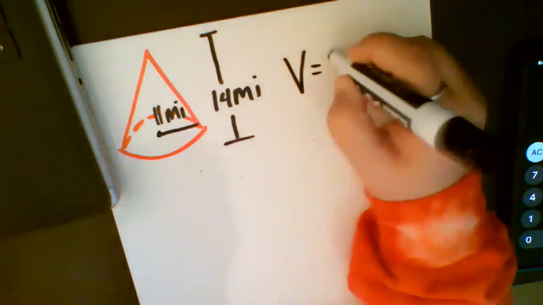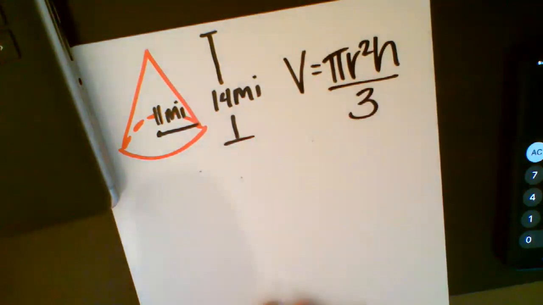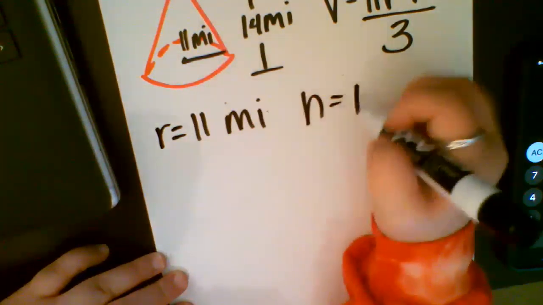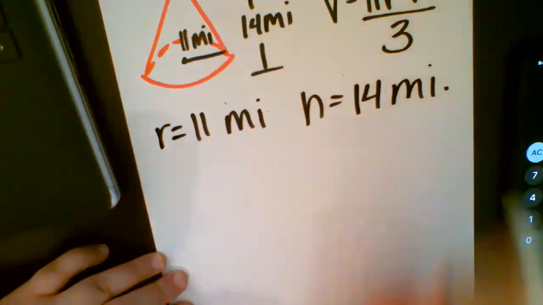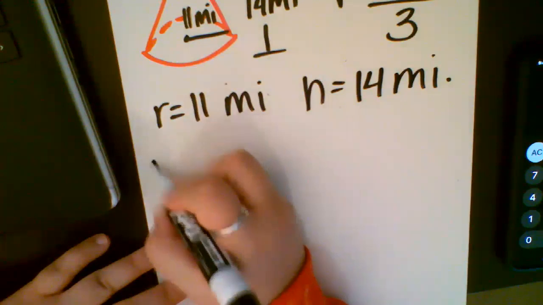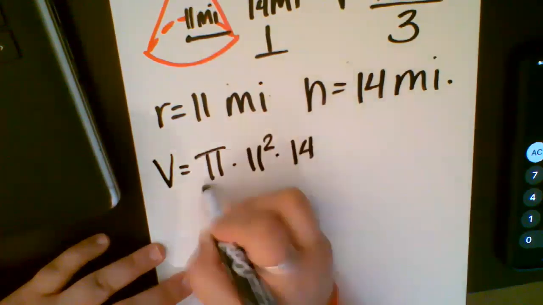So again, we got our formula. Same as a cylinder, but we divide by 3. Radius here is 11 miles. Height, 14 miles. Let's calculate. So you've got r and h. We're going to plug it into our formula. V equals pi r squared h divided by 3.